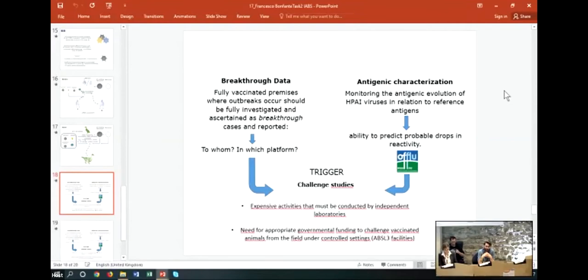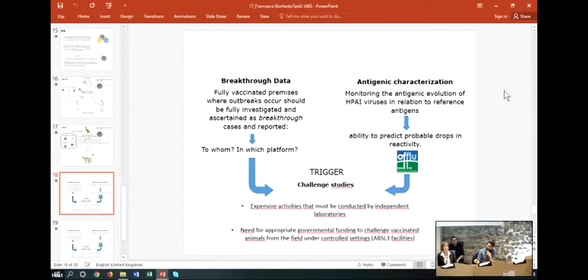And the combination of these two things will trigger challenge studies, because we need to make sure that these things actually impair the vaccine efficacy. And challenge studies, let me spend a second on these, they come at a high cost, because they should be done in BSL-3 facilities by independent laboratories. And at the moment, there aren't many funds for these. We're not prepared for these. Everyone is usually doing this leveraging on other funds.